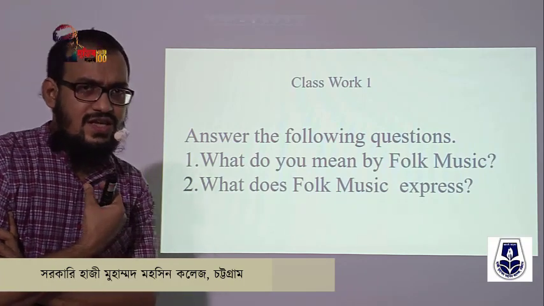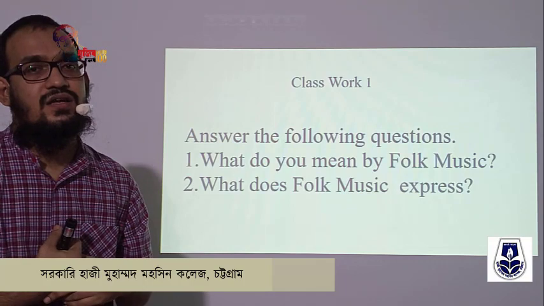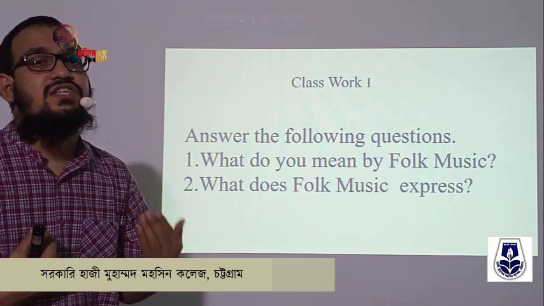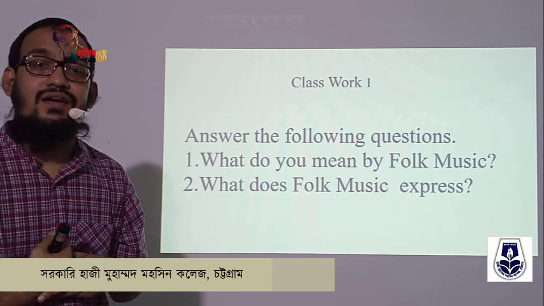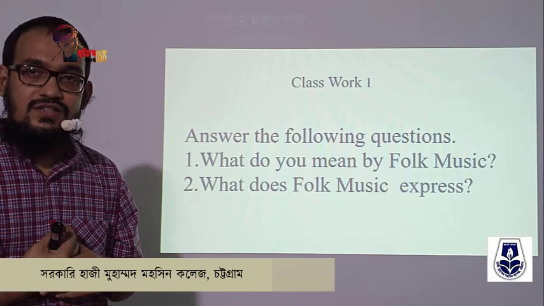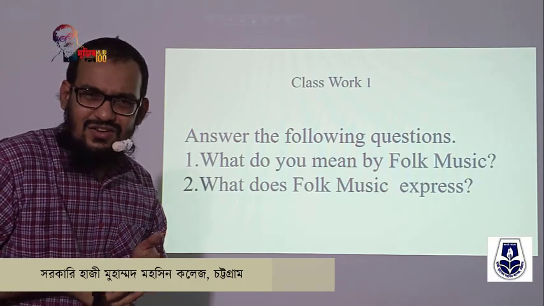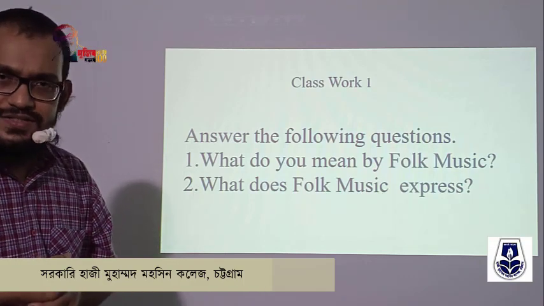Folk music is the music of common people, and it is the combination of song and dance of village people. It is composed by literate, semi-literate or illiterate persons.